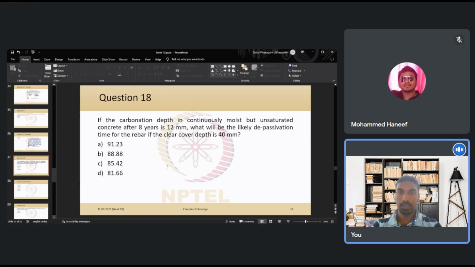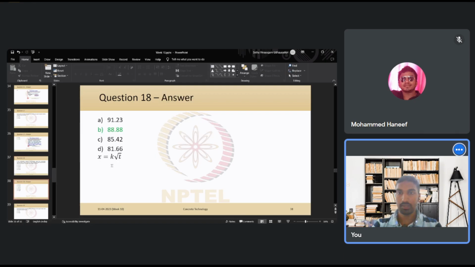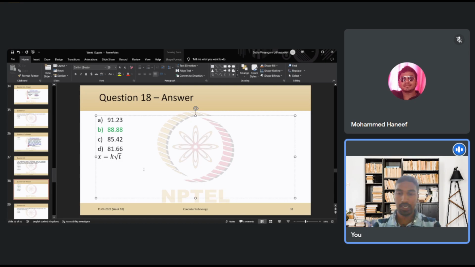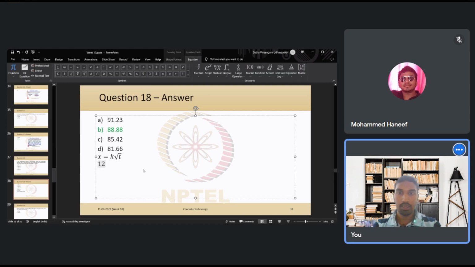One is that after 8 years there is a carbonation depth of up to 12 mm, right? So that is one scenario, where x is 12 mm, and this has occurred over a period of 8 years, right? So this is one equation that we have. So, equation number one, let me put it like this.